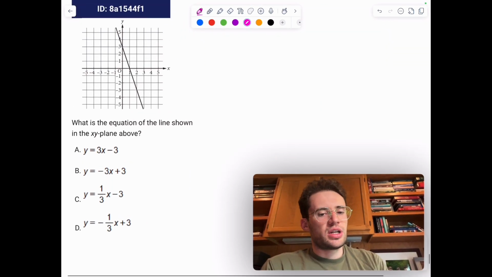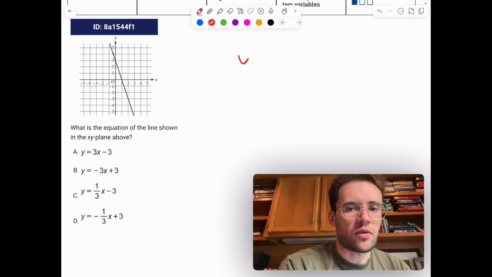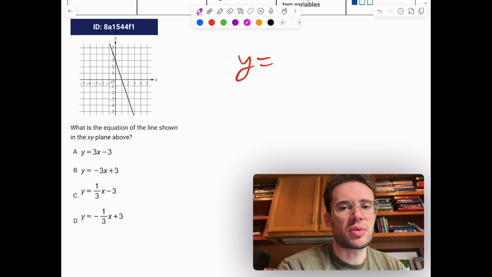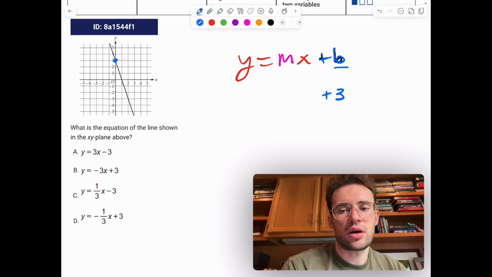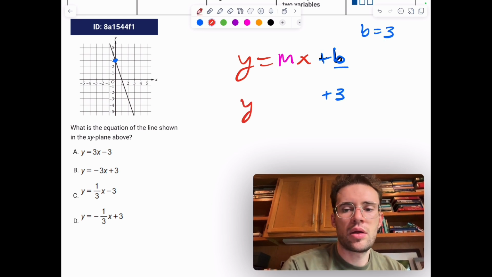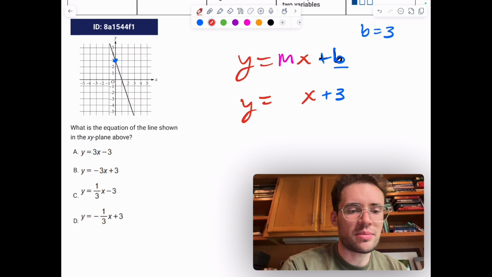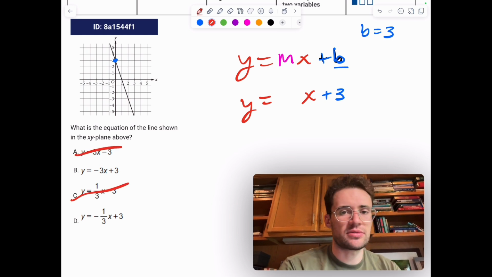What is the equation of the line shown in the xy plane above? All right, well, if we know slope-intercept form, y equals mx plus b. Our y-intercept is the plus b, so it's where it crosses the y-axis. That's at 0, comma 3. So we could say our y-intercept is 3. And then our slope, it's going to be negative.